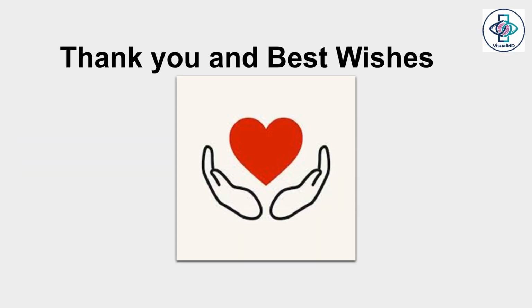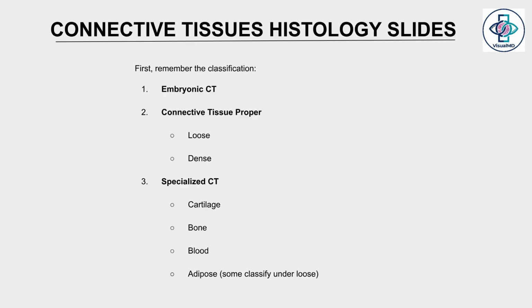Thank you for reviewing the epithelial tissue slides. Next, we will cover connective tissues. Connective tissues are classified into embryonic CT, connective tissue proper, and specialized CT, including cartilage, bone, blood, and adipose tissue.